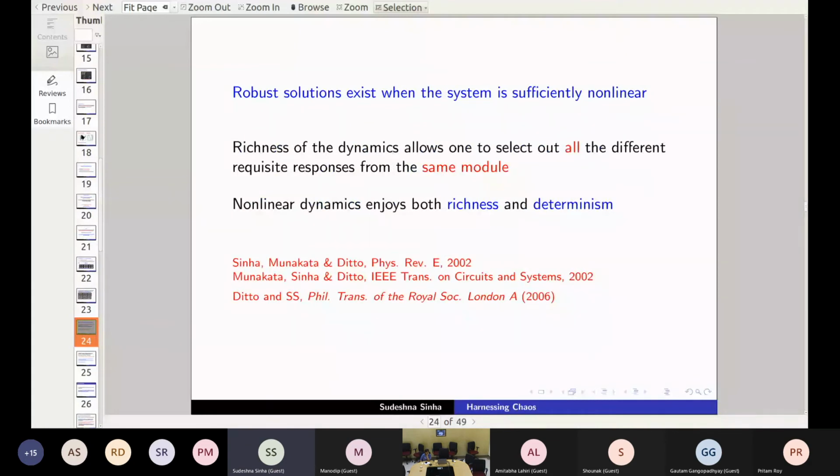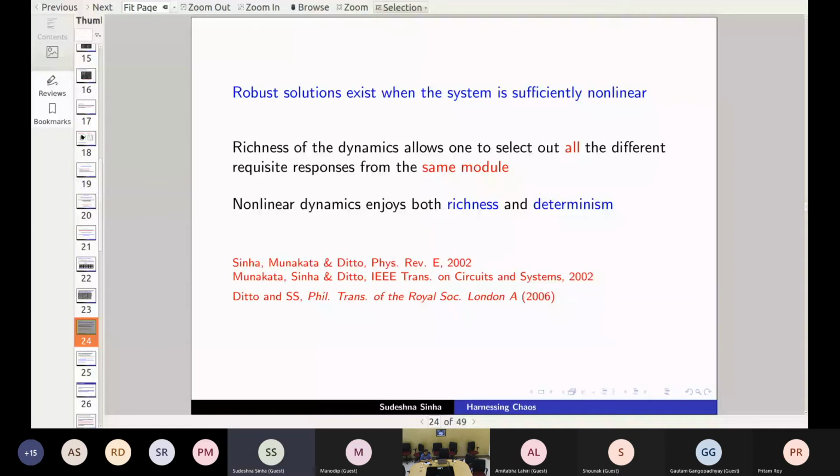And now this, I think, is the bottom line. Robust solutions exist only when a system is sufficiently nonlinear. You just cannot satisfy these equations unless you have a sufficiently nonlinear system. And often sufficiently nonlinear systems are chaotic. A way to easily understand it is that the richness of the dynamics allows you to select out these different responses from the same module. Nonlinear dynamics has the richness, which you saw, and it also has the determinism. So you can do the calculation backwards and set the right thresholds.